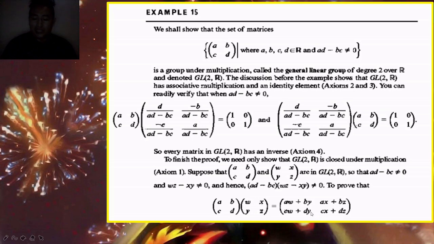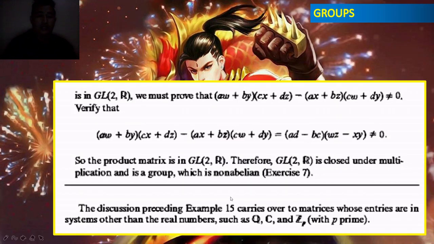So, ito nang isolve class. Okay, dara na. AW plus BY, CX plus DZ minus ka na siya. This one class should not be equal to 0. Nga, may equal man siya ani class. AD minus BC times WZ minus XY. O niya, puros man ni sila non-zero ganina dito. So, non-zero po ni sila. So, therefore, the product matrix is in GL2R.